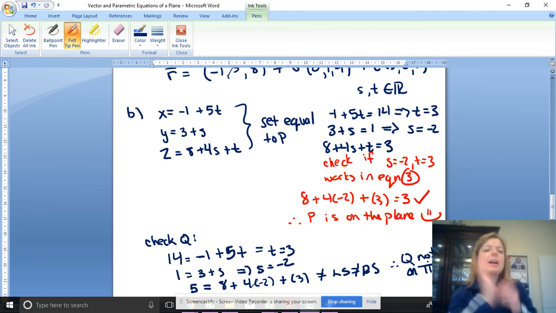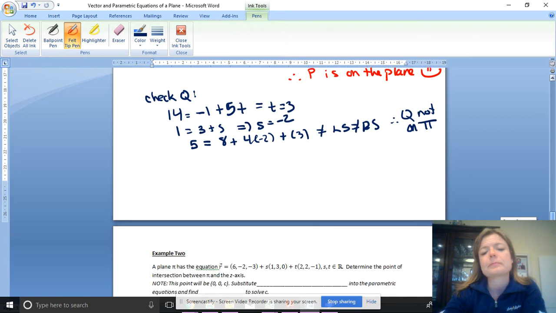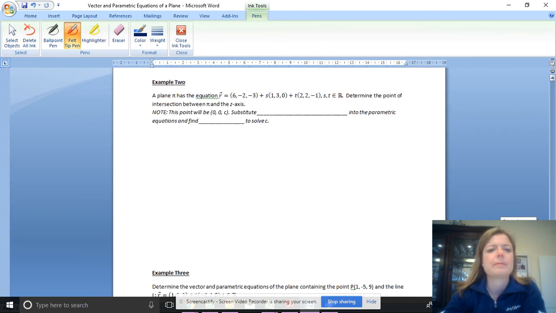So again, anytime you're asked to prove if a point is on a line or a point is on a plane, set up the parametric equations, and that will allow you to find your answer.